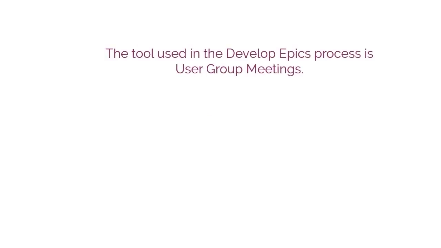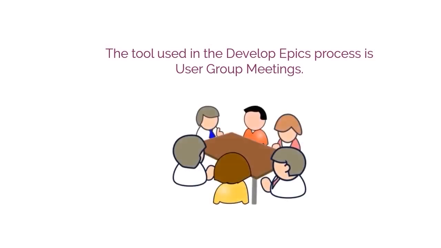Another input is Business Stakeholders. It is described in detail in Section 8.2.3.2 of the SBOK Guide 4th edition. The tool used in the Develop Epics process is User Group Meetings.